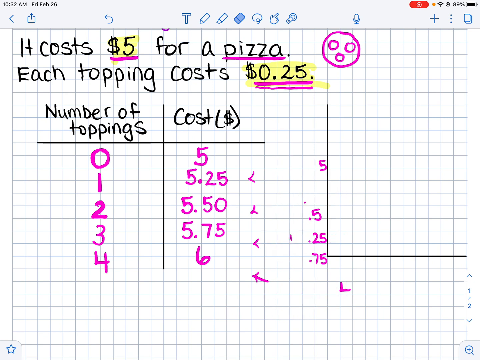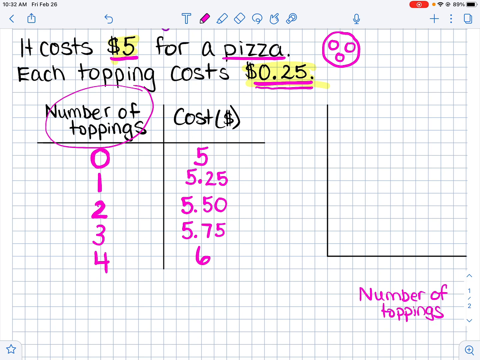Okay, now we want to graph it. So if we're going to graph it, we always put this one on the bottom. Number of toppings. And we choose a scale. So always start at 0, right on the axis. Start at 0, and then pick a number to go up by.